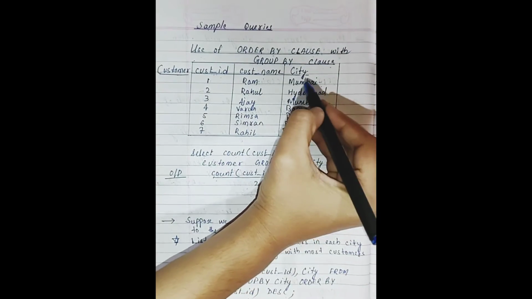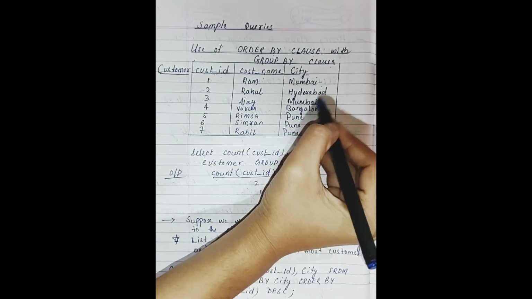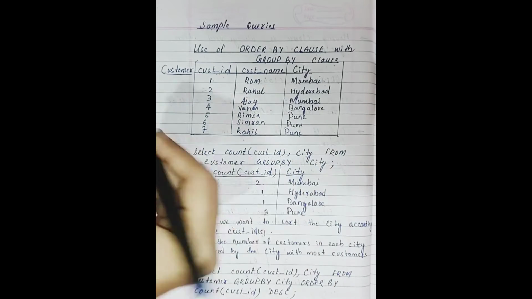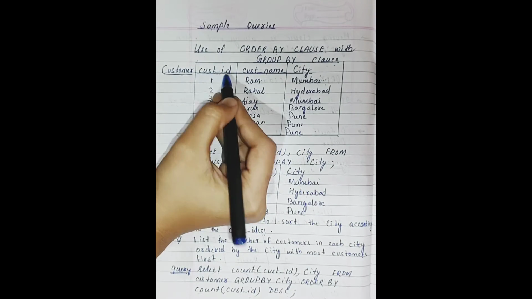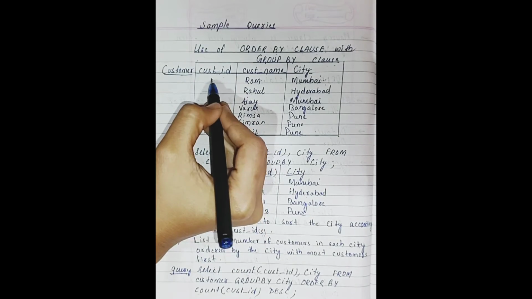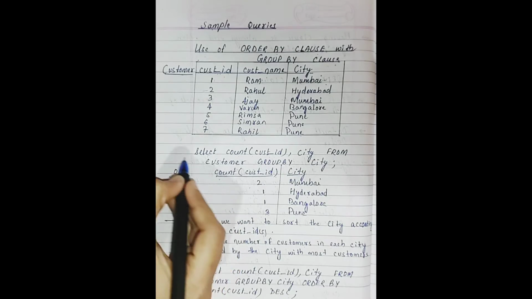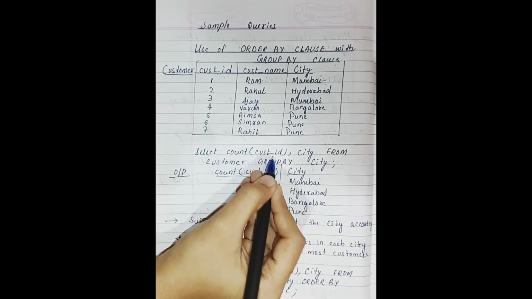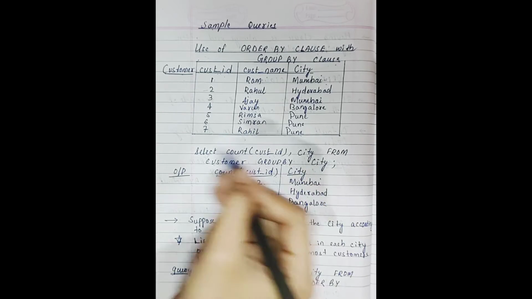So first of all we have to use group by clause in the city column so that it will arrange similar cities into one group. After that we will use the count aggregate function in the cust ID column so that it will return the number of customers staying in that particular city. So the query will be select count cust ID, comma city from customer, then group by city.